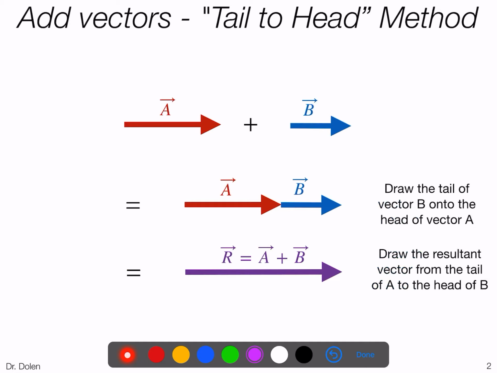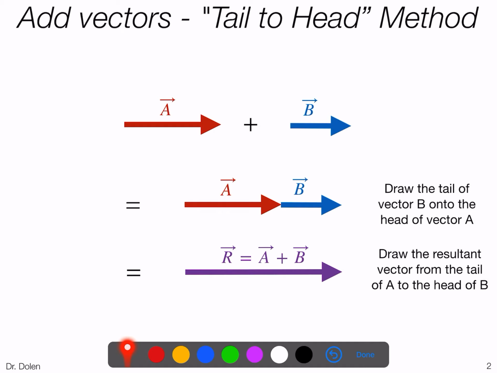So in general, as I told you, we're going to use what's called the tail to head method to add vectors. So let's start with two parallel vectors. I have vector A pointing in what I'll call the plus x direction, and vector B also pointing in the plus x direction. So if I want to add these two together, I'm going to take the tail of B and I'm going to place it on the head of A. Okay, that's what I've done here. I've taken the tail of B, placed it on the head of A.